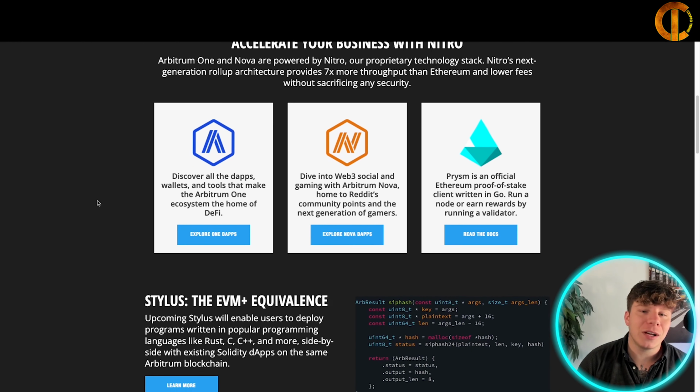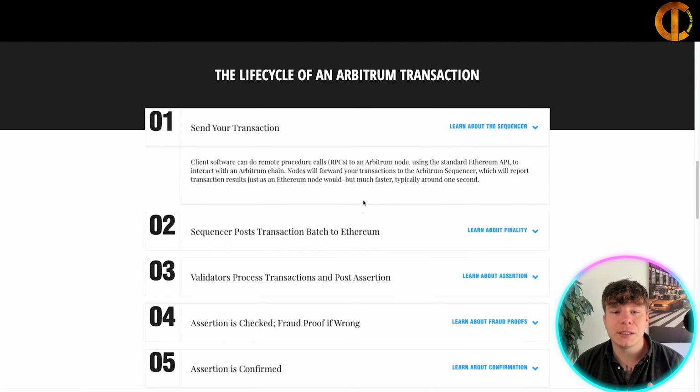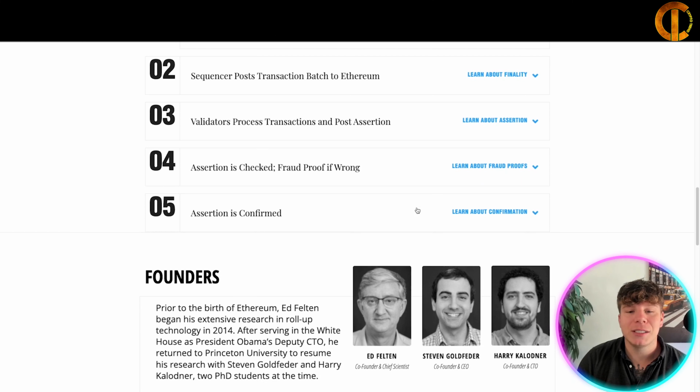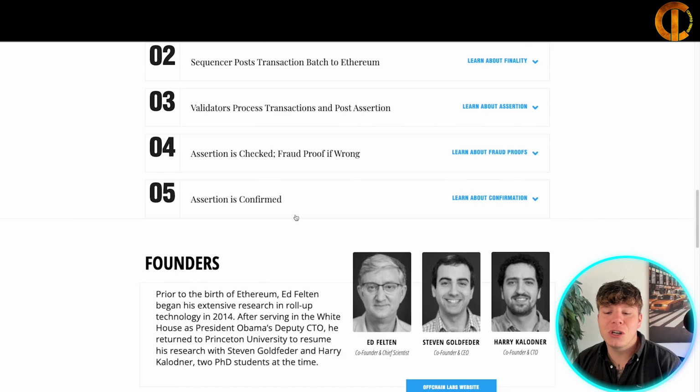Guys, come in here and discover the dApps. The dApps are decentralized apps, and obviously read all the documents that you need to read. But what this does, the life cycle of the Arbitrum transaction: you send your transaction, it gets sequenced, posted back to Ethereum, validators process transactions and post assertions. The assertion is checked, fraud proof if wrong, and the assertion is confirmed.